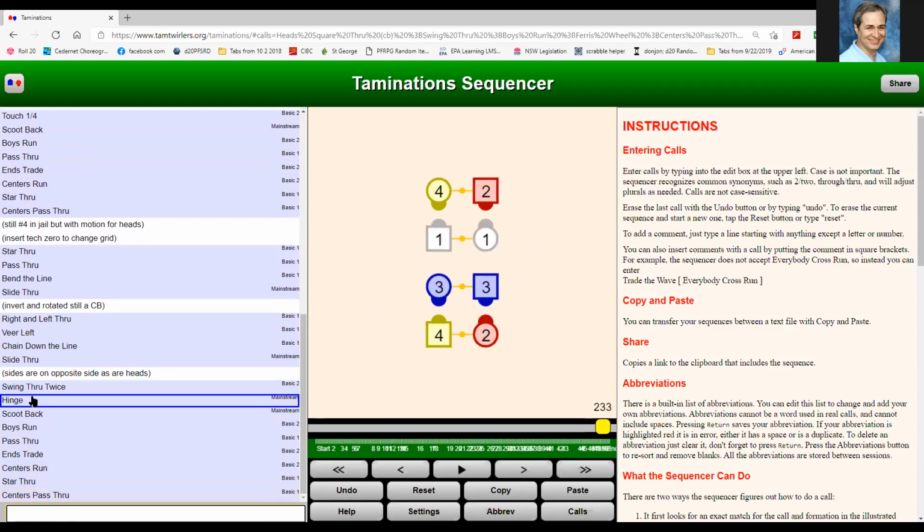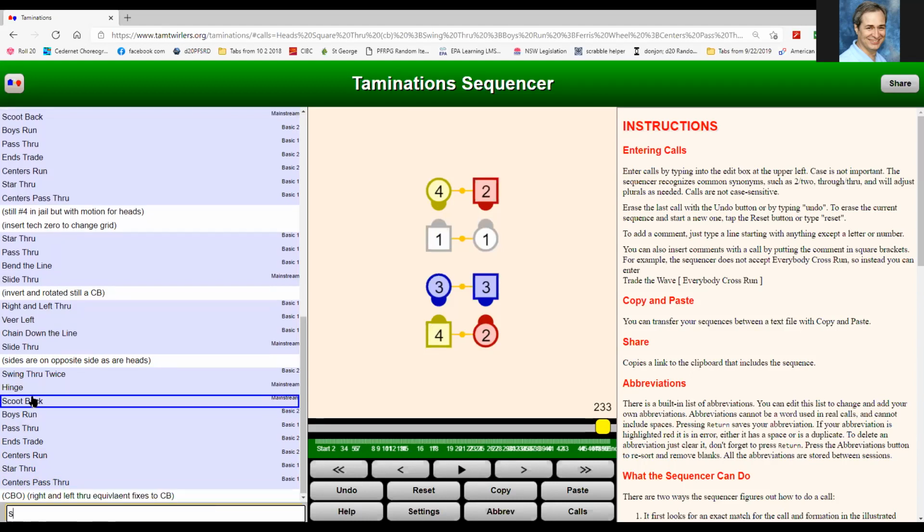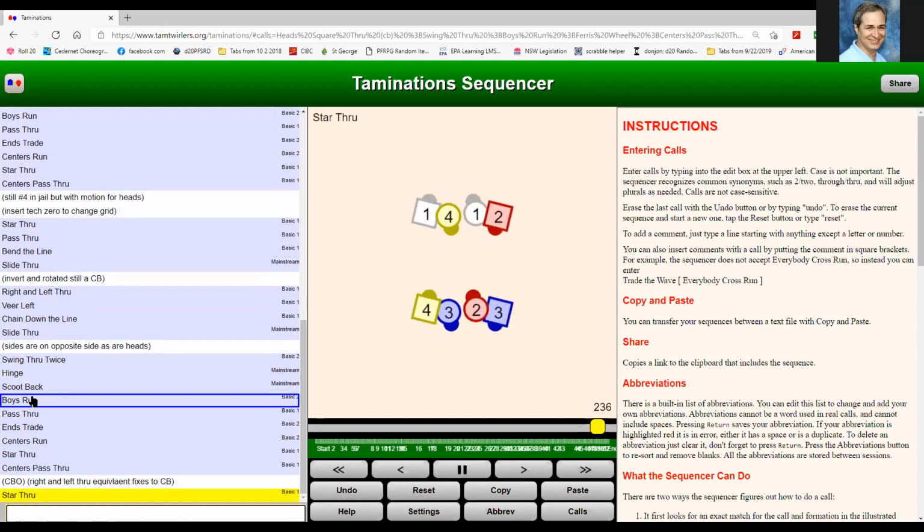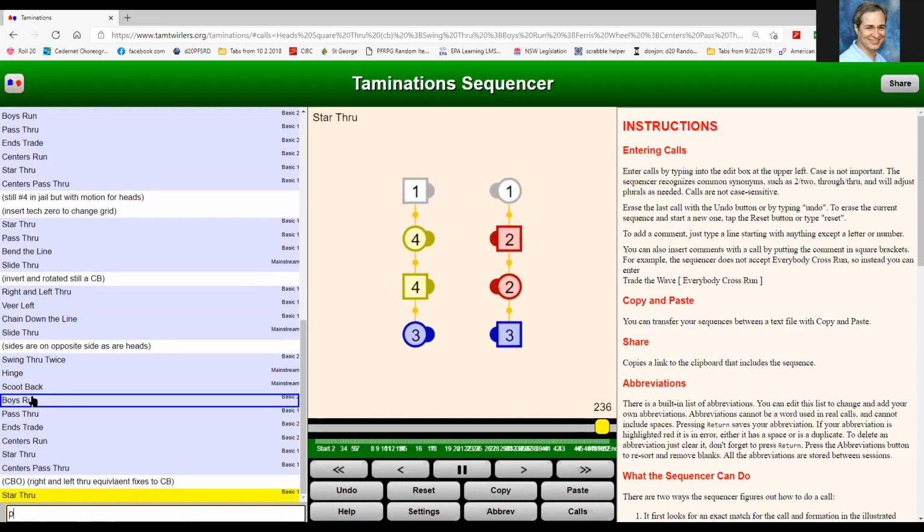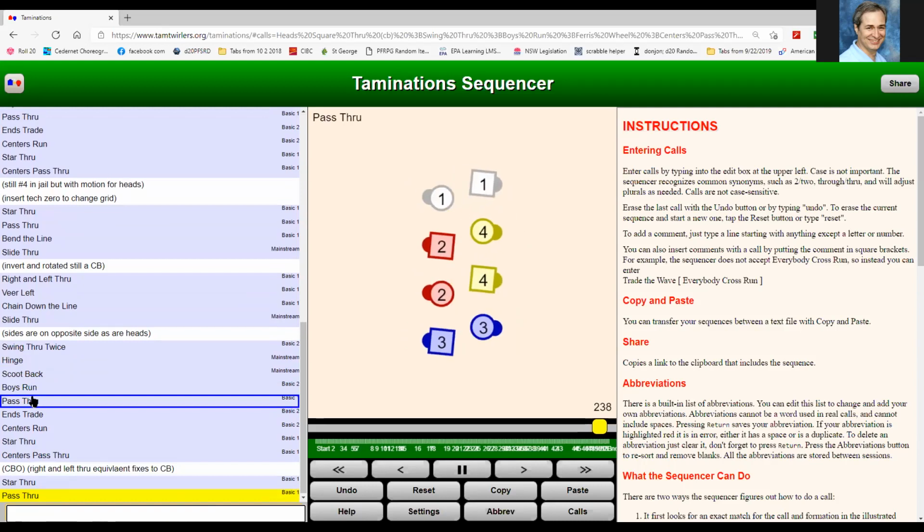Now we're back to the out of sequence corner box. I think you can probably see that if we did a right and left through or equivalent, we'd have our corner box. So let's just change the sequence and go back to a corner box with this. Star through. Pass through. Bend the line.